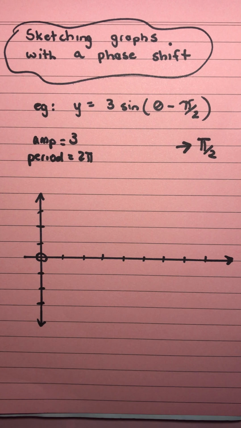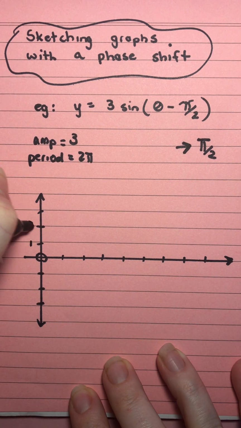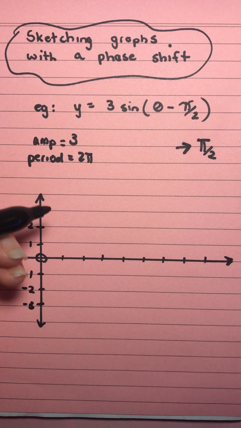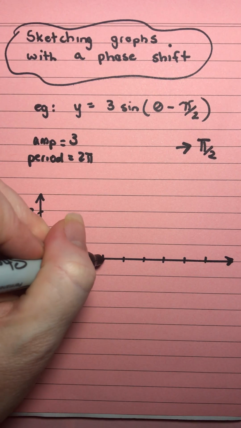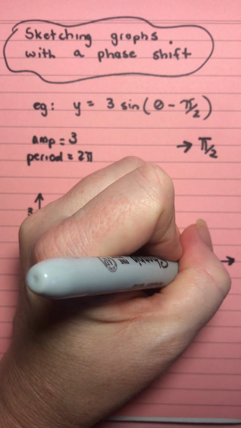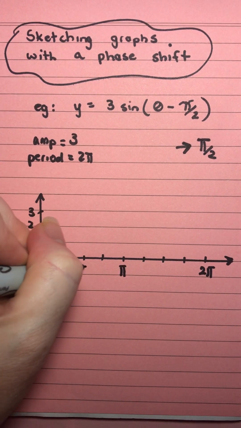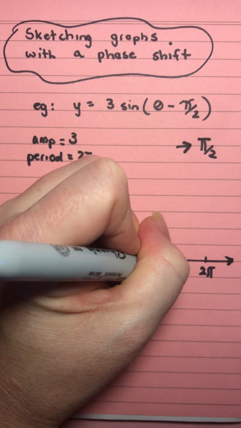So I've got my 1 to 3 on my axis for my y, and then with my period as 2 pi, I've got 1, 2, 3, 4, 5, 6, 7, 8. So there's my 2 pi. Halfway is going to be pi. Half of that is going to be pi on 2, and then I've got my 3 pi on 2 over there.